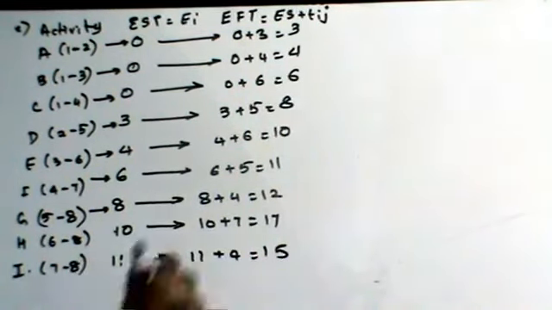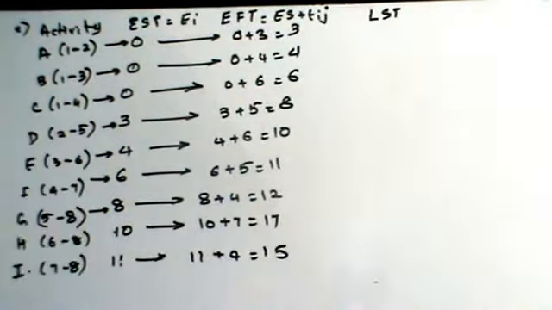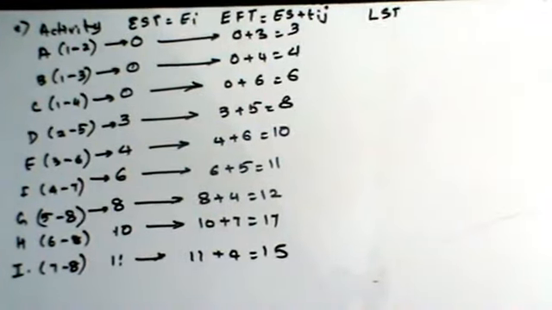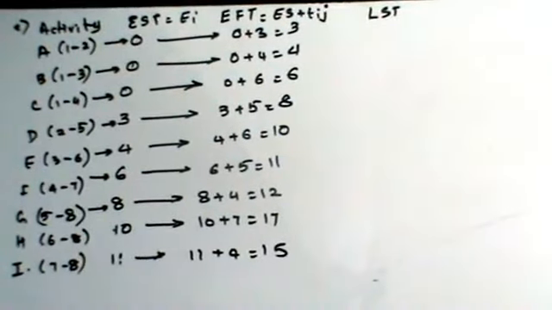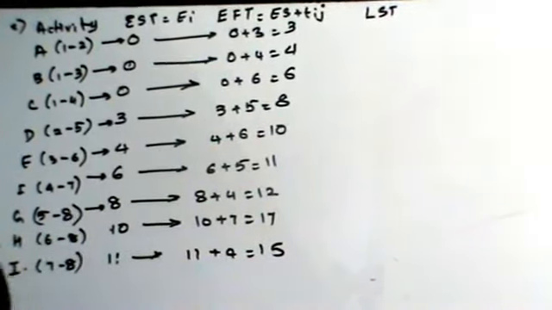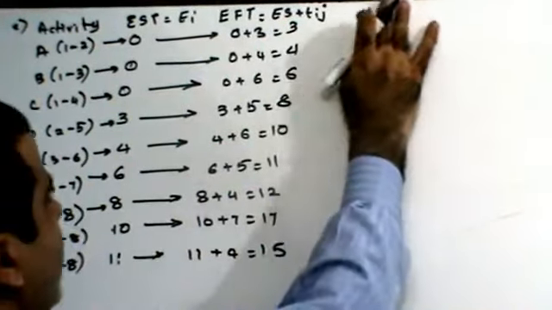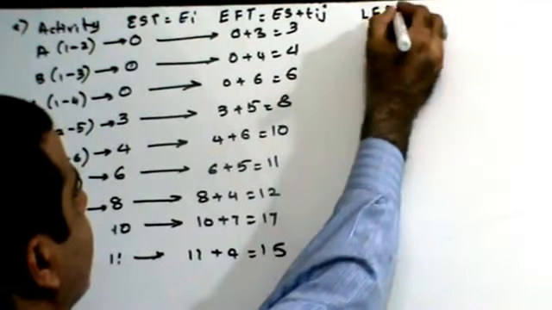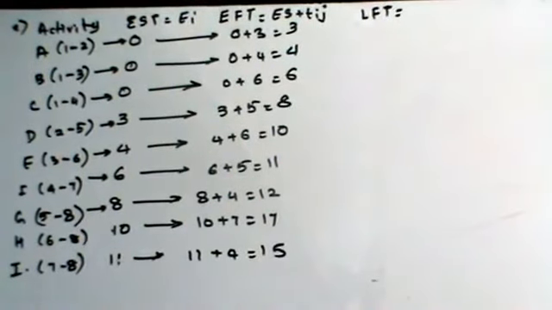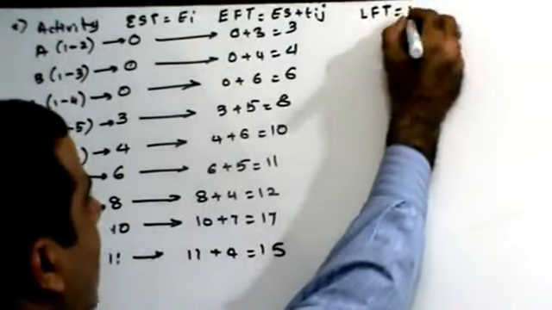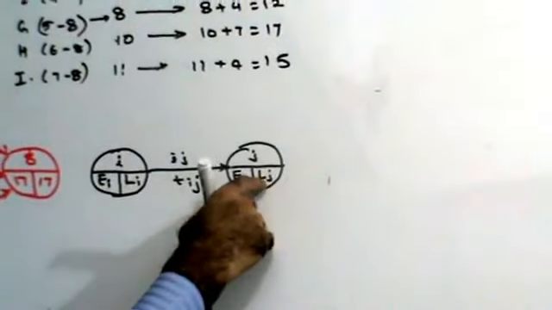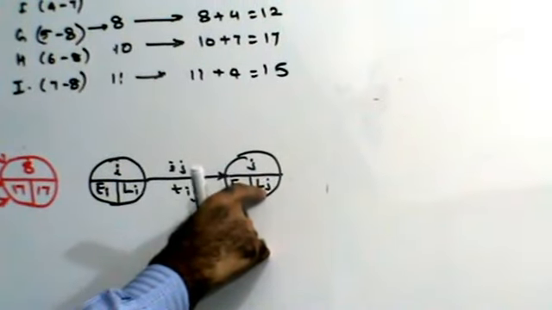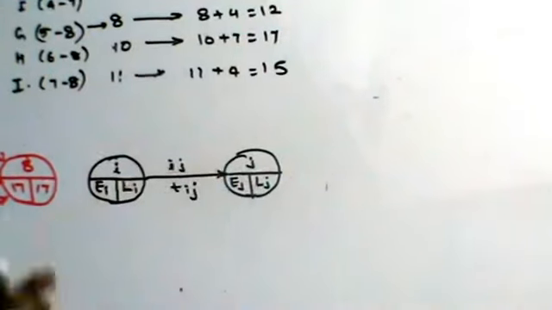Next, latest start time. Latest start time is nothing but your latest finish minus Tij. First, let's find out latest finish time. Latest finish time is nothing but Lj. Symbolically, if this is the symbol, latest finish time is this number, of the second circle, the last number.